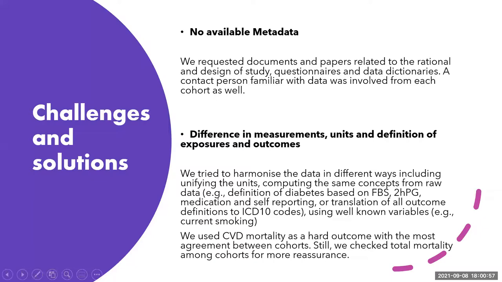And for example, regarding the CVD mortality, we used a hard outcome. CVD mortality is a hard outcome with the most agreement between cohorts. But still, we checked total mortality among cohort studies for reassurance of defining mortality, the same definition for different causes of death in different cohort studies.